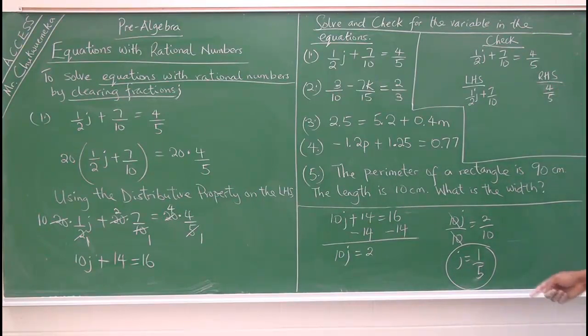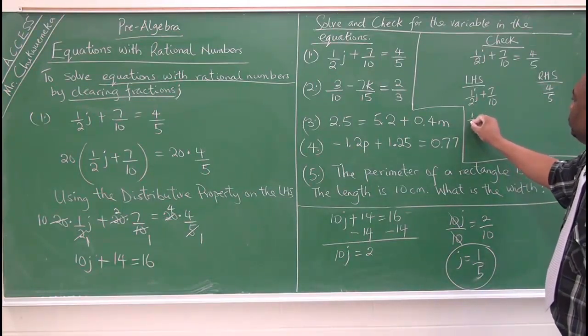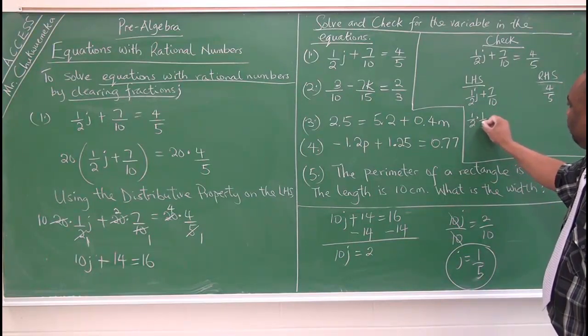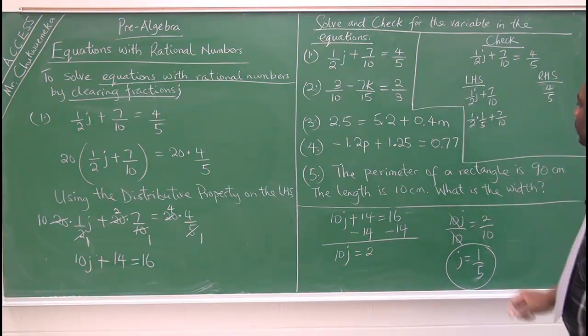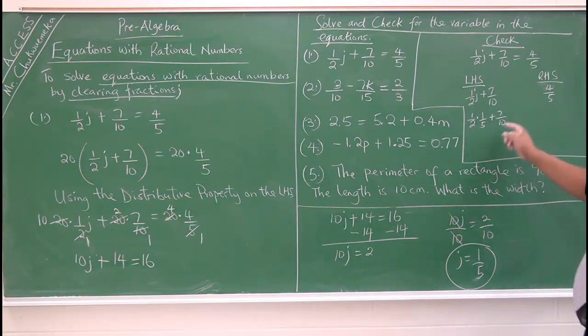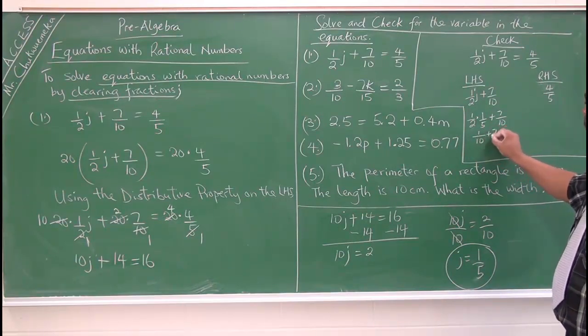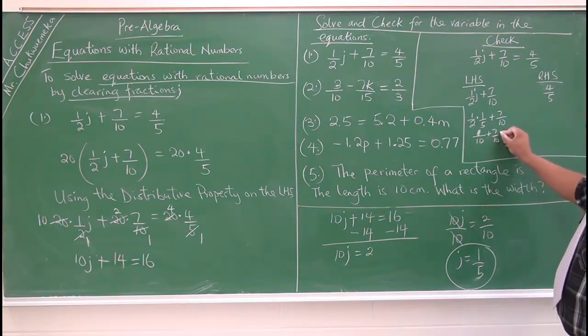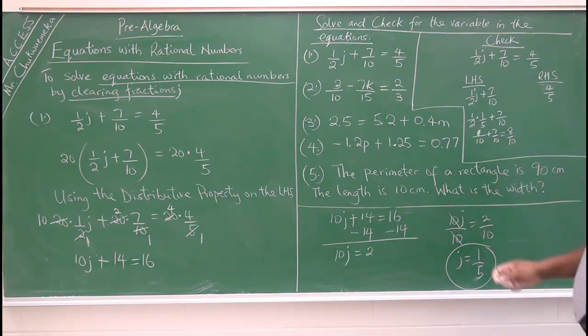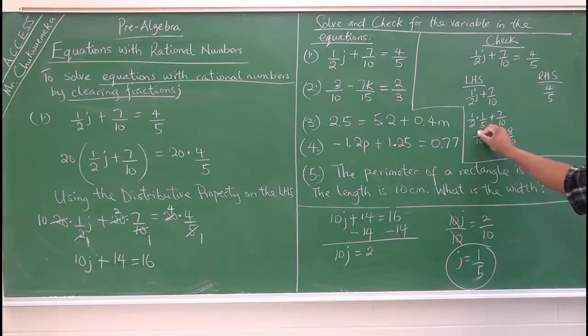So we now substitute 1 over 5 for j on our left-hand side. So this is 1 over 2 times 1 over 5 plus 7 over 10. When you do the order of operations, first of all you multiply. This will give you 1 over 10 plus 7 over 10. 1 over 10 plus 7 over 10 will give you 8 over 10, because these are like fractions, 1 plus 7 is 8 over 10.